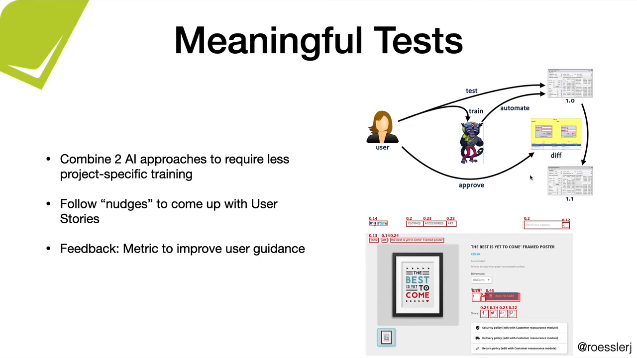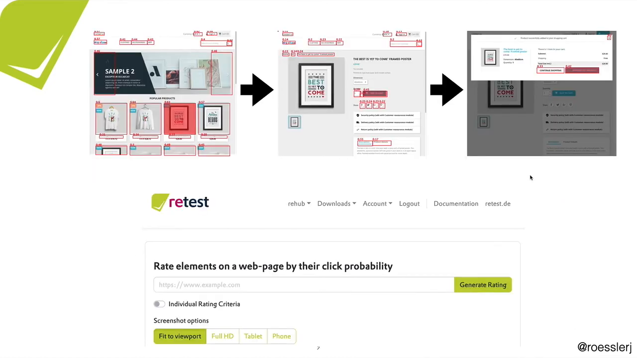And then you only need a couple of examples for your specific project or website. And the idea is generally that the AI follows the nudges to come up with a user story. I'll come back to that in a second. And the best of that is that it gives you even feedback on how well or how fine-tuned your own website is when it comes to these nudges. So let's have a look.